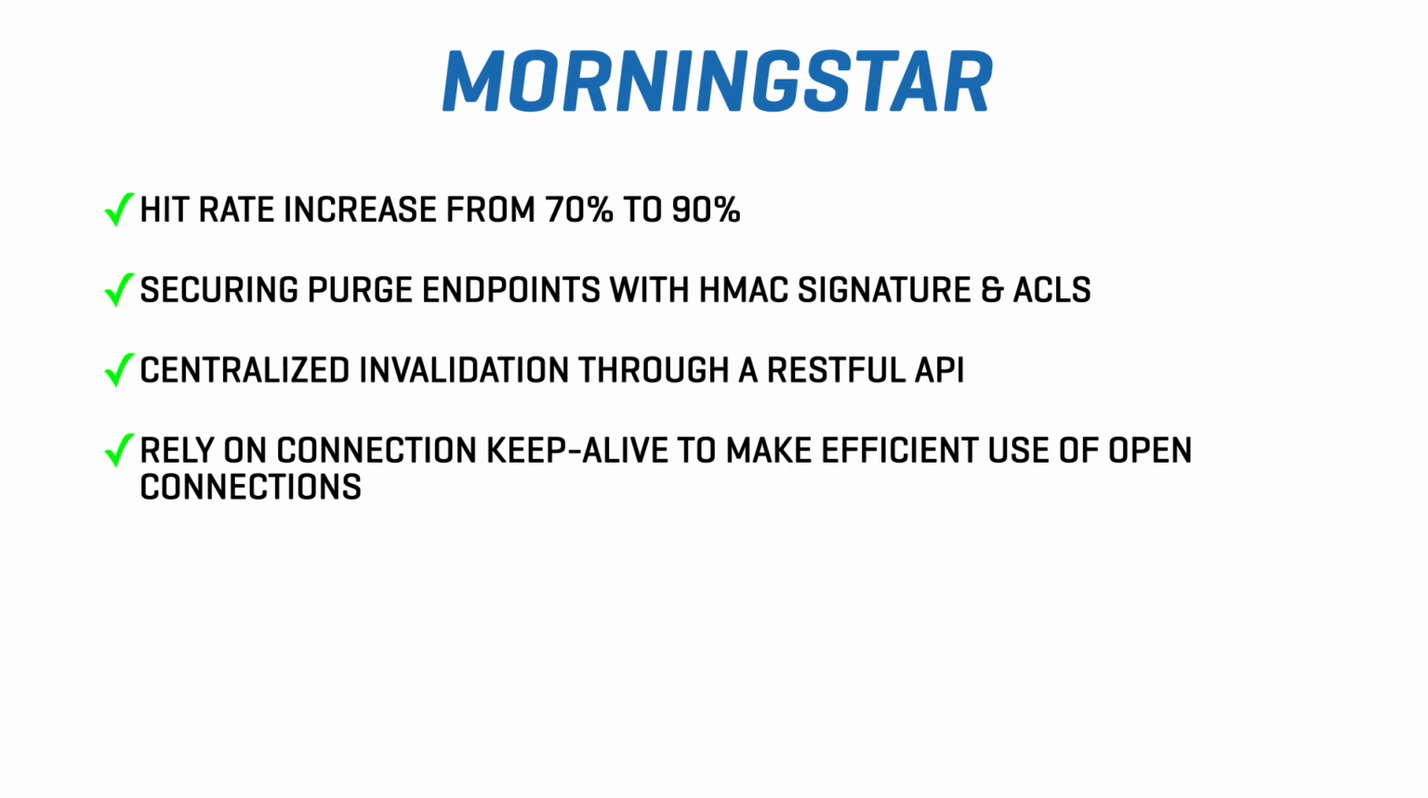And from a security perspective, they added extra hardening measures to protect the purge endpoints with a combination of HMAC signatures and access control lists. They also needed a centralized invalidation endpoint that they can use to effect global cache invalidations, and that was used through a RESTful API. They also relied on Connection Keep Alive to make efficient use of open connections, especially in the light of that high rate of cache invalidations.